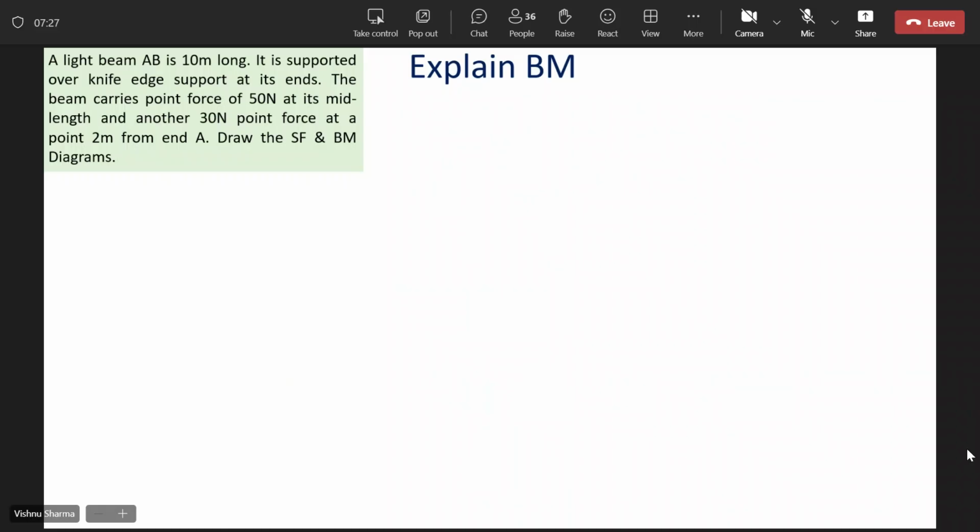And now we'll try to understand the BM. It says draw SFBM diagram. The SF diagram we have already drawn yesterday. But before we formally close it out, I'll first make you understand what is meant by BM at a point. Firstly, what is the full form of BM? BM is bending moment.